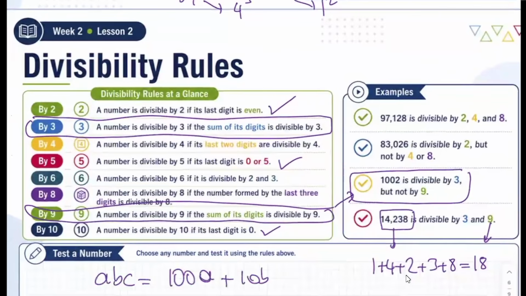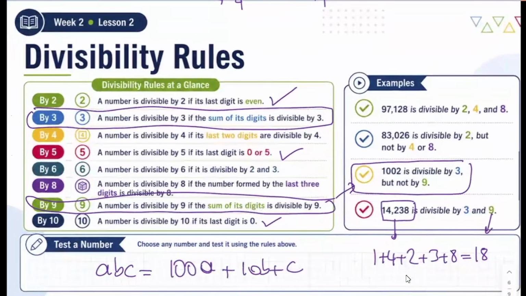100A plus 10B plus C, right? When you divide it by 3 or 9, it's just the leftover remainder of A, remainder of B, remainder of C, right? Do you see that you got some sense? That's why we look for the A, B, C sum. It doesn't matter what number, because multiples of 10, multiples of 100, it's just the remainder of A, B, C. That's why we look for the sum of the digits.